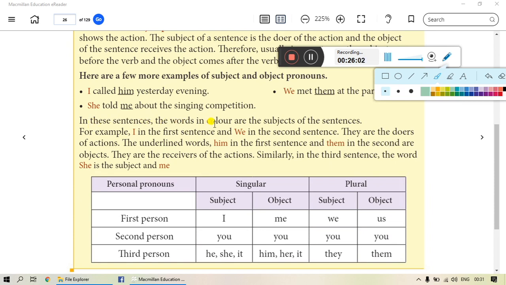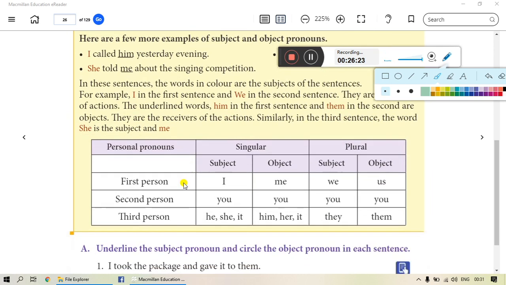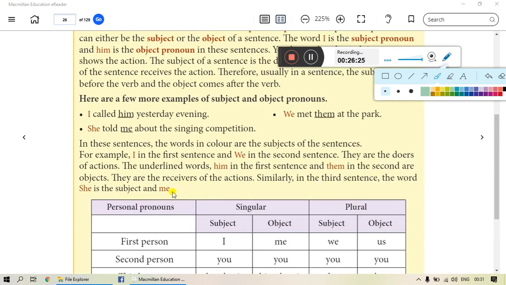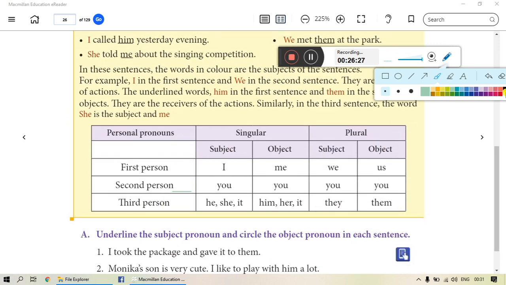In these sentences, the words in color are the subject of the sentence. For example, I in the first sentence and we in the second sentence, they are the doers of the action. The underlined words him in the first sentence and them in the second are objects. They are the receivers of the action. Similarly, in the third, the word she is the subject and me is the object. It's incomplete here for some reason. Object should be written here.